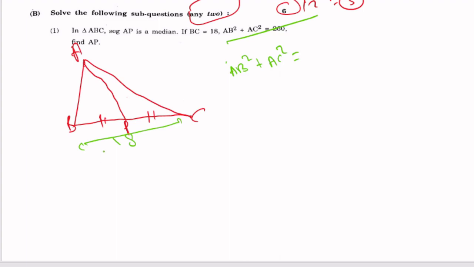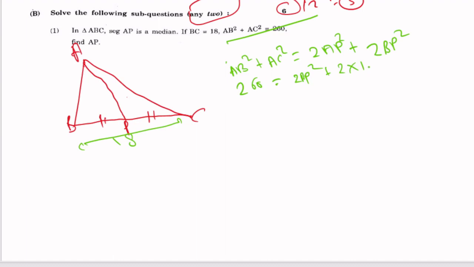So the sum of the squares of the sides is equal to 2 into median square plus 2 into base half square. Okay. Now what else do you have to do? Nothing. Just substitute the values and get the answer. So AB square plus AC square is already given as 260. AP is not given, that we have to calculate. BP is given as 18, so 2 into BP also is not given.